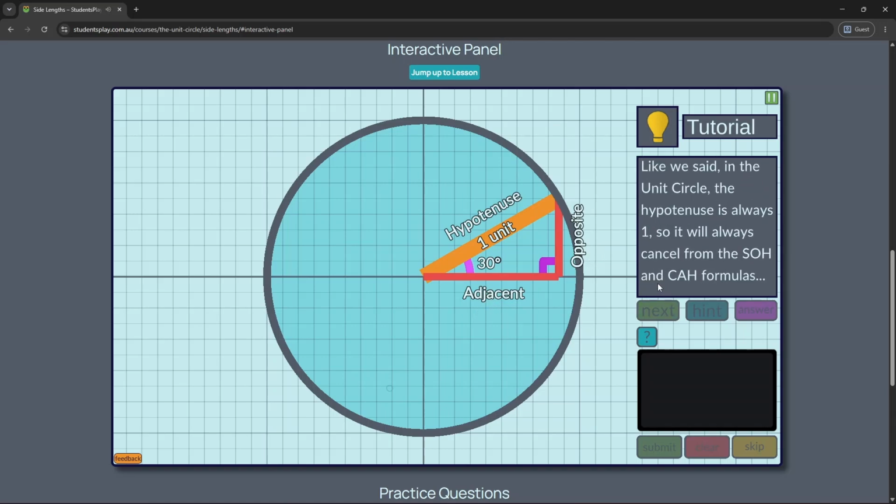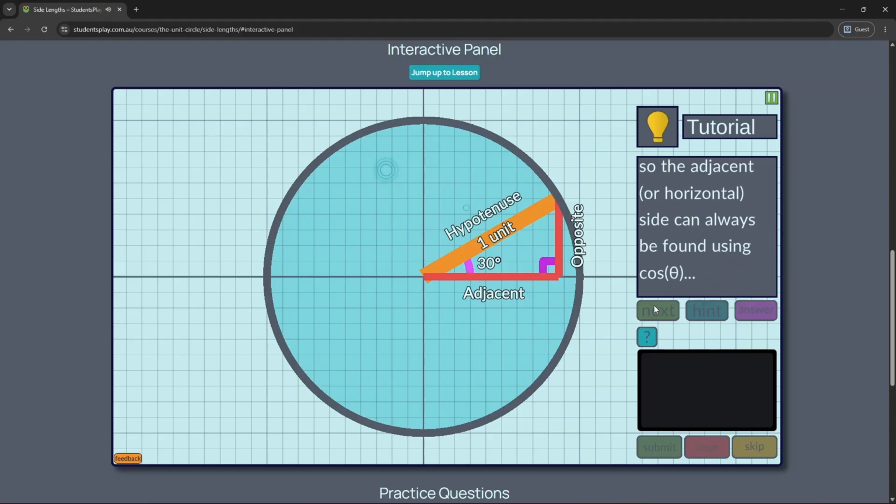Like we said, in the unit circle, the hypotenuse is always 1, so it will always cancel from the SOH and CAH formulas. So remember how we had O over H, but then the H was just 1, so it went away? That always happens in the unit circle if we're using the hypotenuse, because it's always 1. So the adjacent or horizontal side can always be found using cos theta, and the opposite or vertical side can always be found using sine theta.